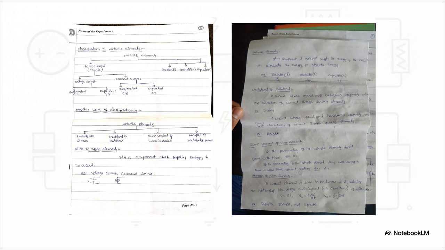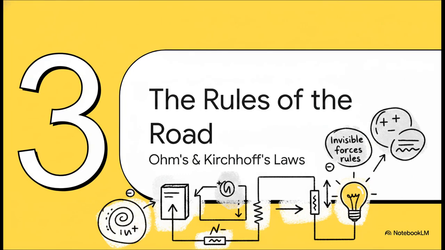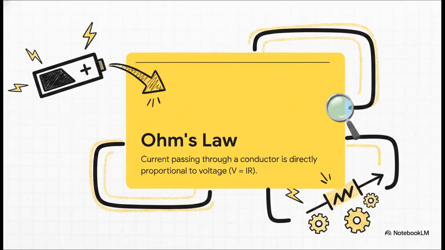It's a highly logical, completely structured playground. All right, Section 3, the rules of the road, Ohm's and Kirchhoff's laws. So the most famous rule, and really the fundamental bridge connecting our 3 core concepts, is Ohm's law. It states that at a constant temperature, the current passing through a conductor is directly proportional to the voltage across it. This gives us the incredibly famous equation, V equals I times R, or voltage equals current times resistance.